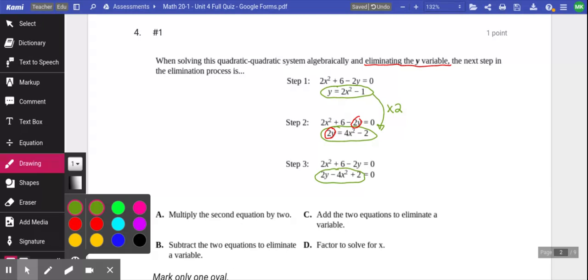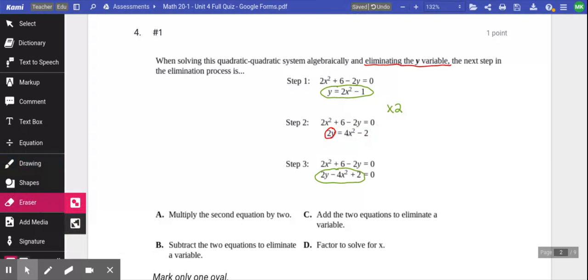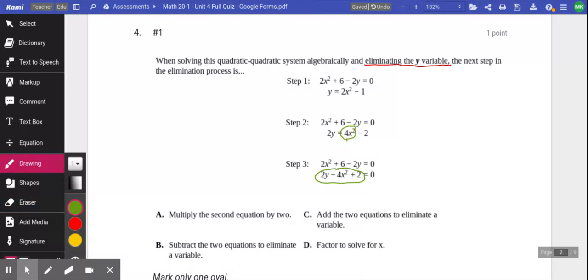So they moved everything over from the right side of the equal sign to the left side of the equal sign. They did that by subtracting the 4x squared and then adding the 2. So they got everything on one side of the equation.